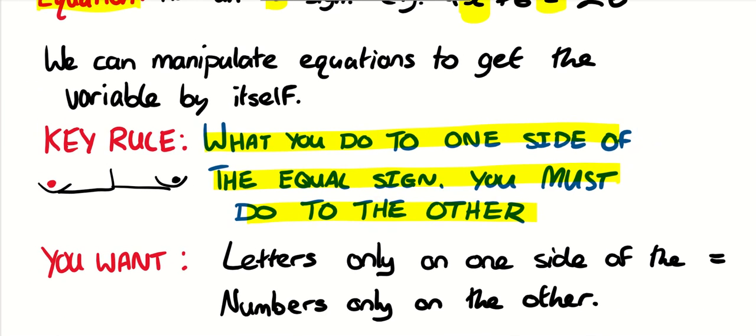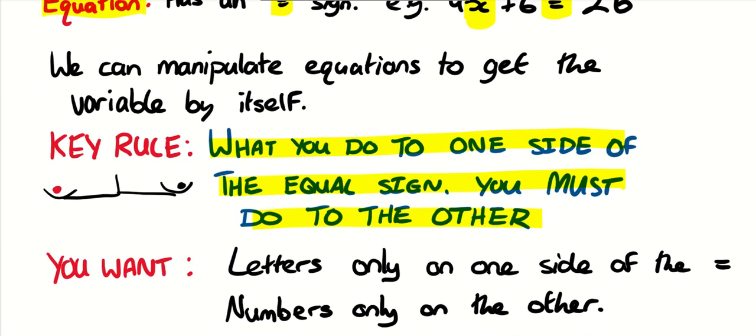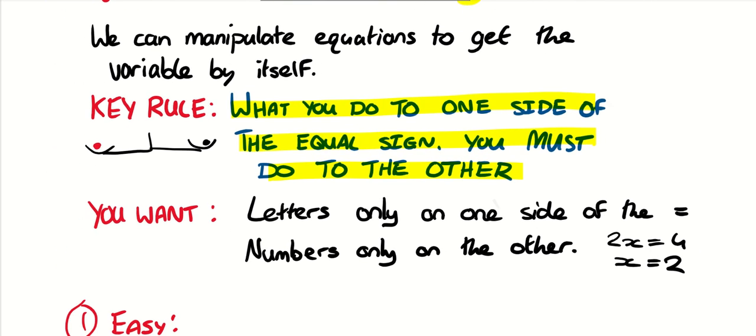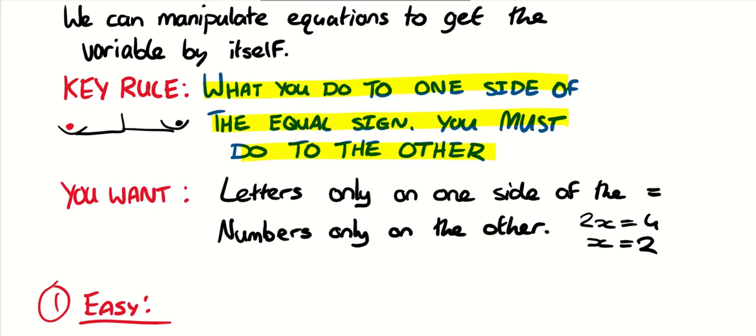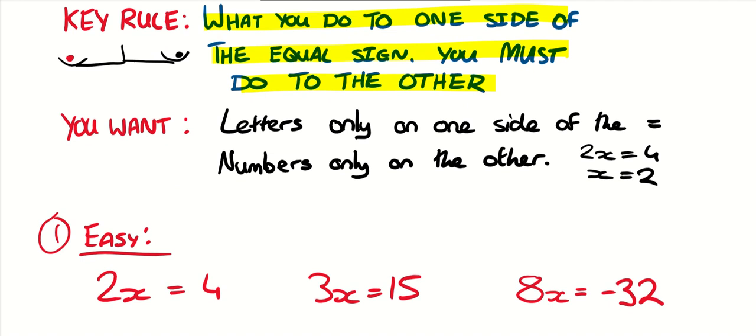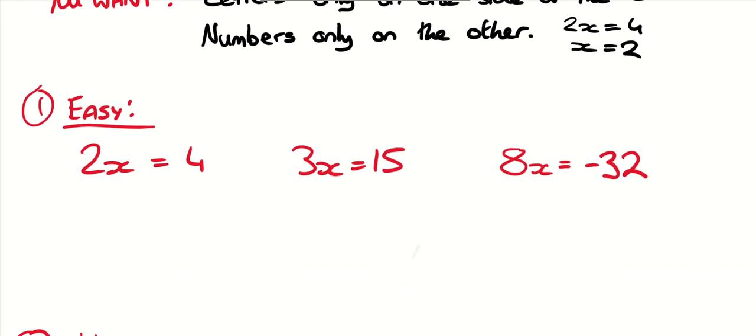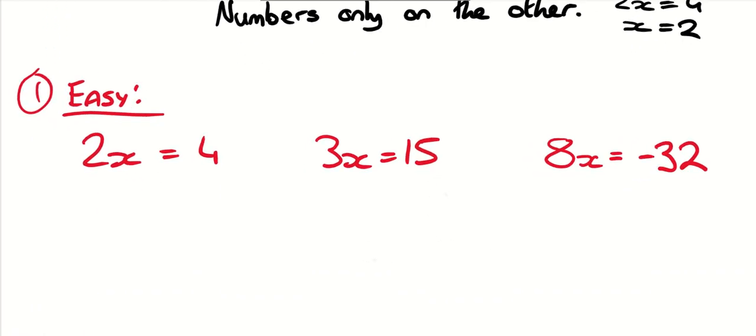Okay, so what you're trying to get in the end is letters only on one side of the equals, usually the left, but it doesn't have to be, and numbers only on the other side of the equals. So you want to finish up with something like 2x equals 4 or x equals 2. You want to finish up with things like that so that you can find out what the x is. Right, so I've got 4 sets of these to go through. I'll go through them and then leave it for you to try a bit.